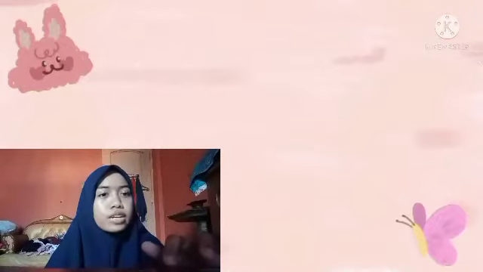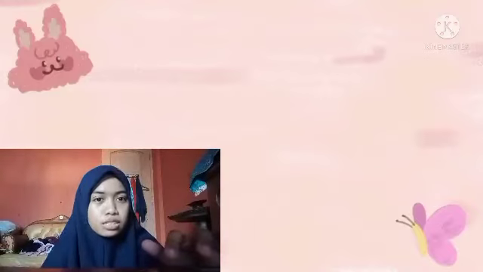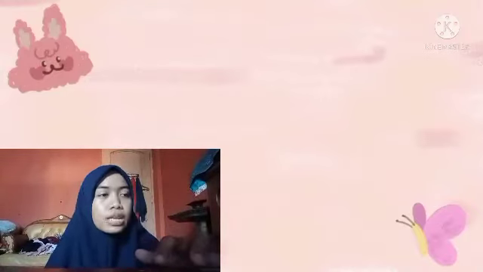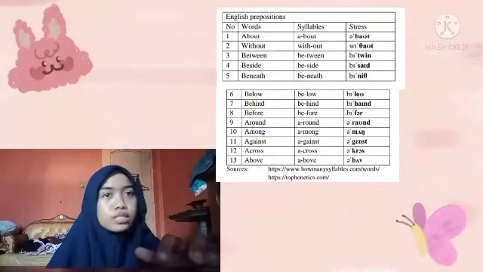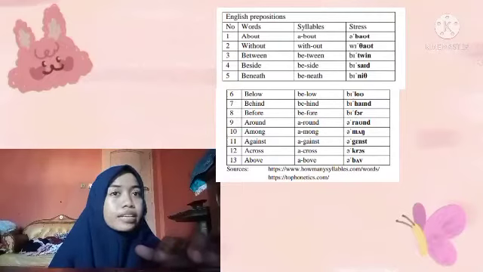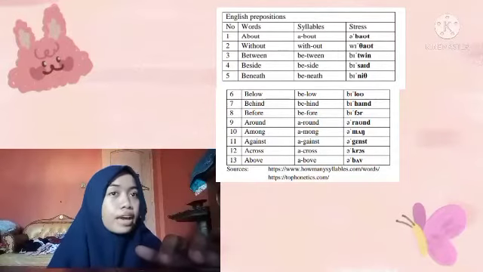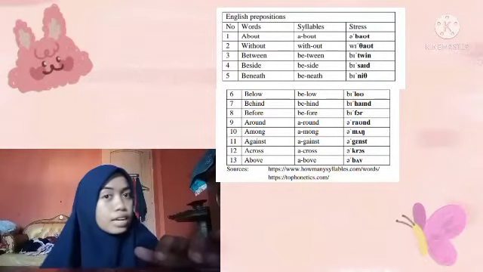And furthermore, for two-syllable prepositions, the stress is at the end, on the second syllable. For example, words like about, without, between, beside, beneath. Next is below, behind, before, around, among, against, across, above. I think that is next.